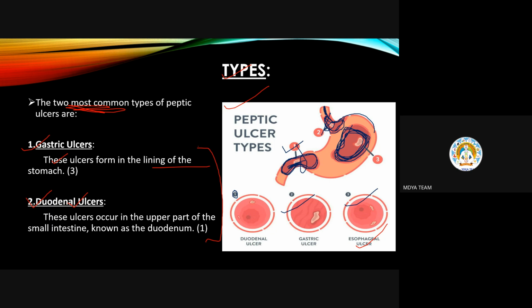In the diagram you can see for identification, I wrote it here also. The gastric ulcer picture is the third one, and for duodenal ulcer I have kept the first one. Then of course the esophageal will be the last, the second one. Is it clear to all? Any problem in the diagram? Yes, ma'am. No, ma'am.